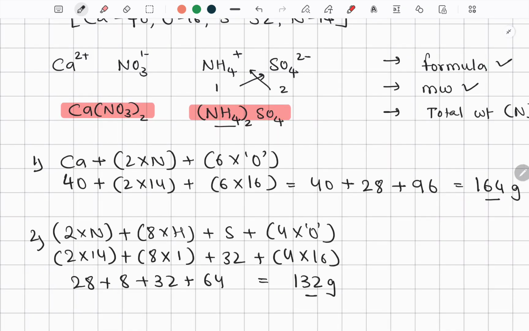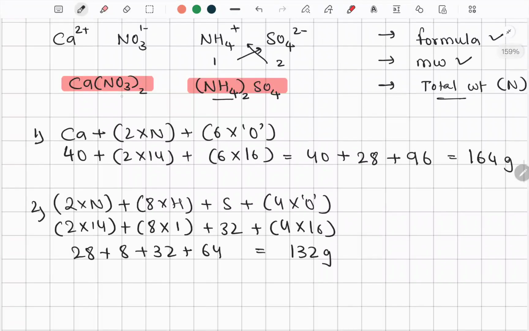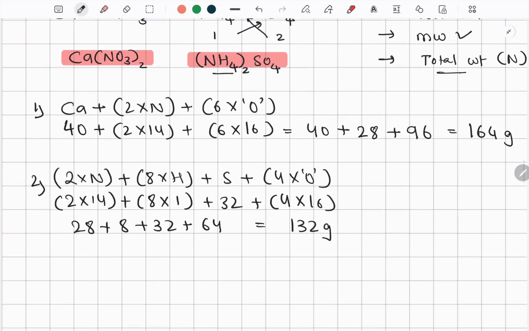Molecular weight done. The molecular weight of calcium nitrate is 164, whereas the molecular weight of ammonium sulfate is 132 gram. Now the total weight of the nitrogen present in both the formulas. In the first formula, calcium nitrate, how many nitrogen atoms are present? It's very simple, 2. Calcium nitrate, NO3, NO3, so one nitrogen, two nitrogen, so two nitrogen atoms are present in the calcium nitrate.